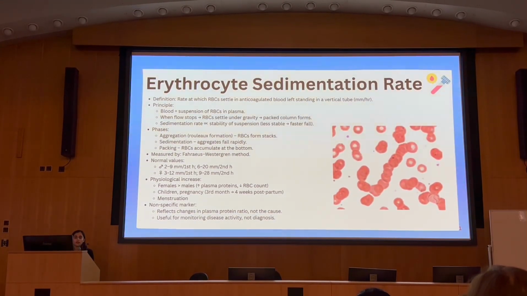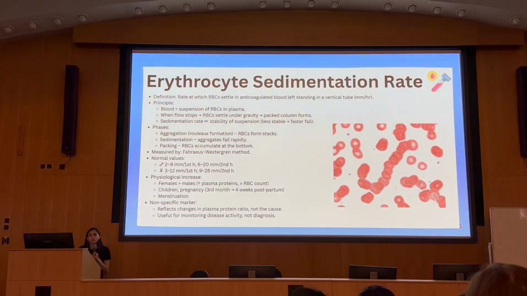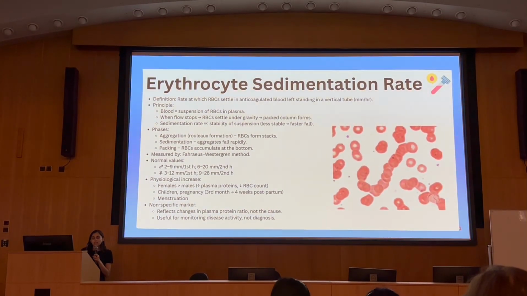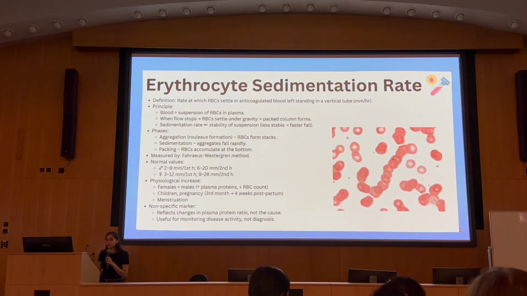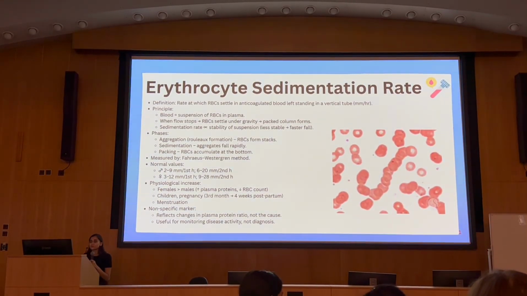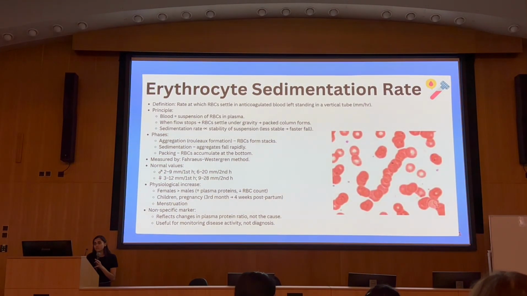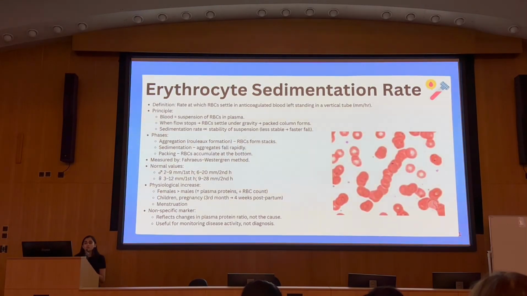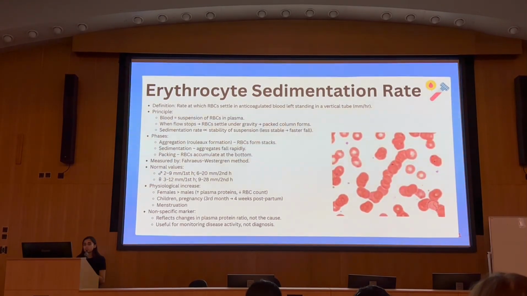RBCs, blood is a suspension, and those RBCs settle when it stops flowing. So this is where viscosity becomes important. That's the reason you're supposed to know the value for it. So there are phases of the settling of RBCs.